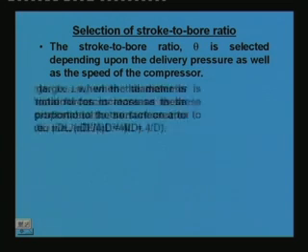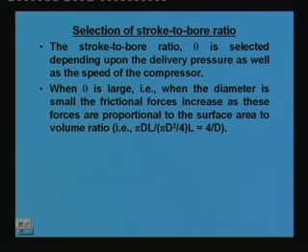What happens when theta is large? Theta, as you know, is L by D. Theta is large means the diameter is small. So when the diameter is small, you find that the frictional forces become large, because the frictional forces are proportional to the surface area to volume ratio. The surface area of a cylinder is pi d L and volume is pi d square by 4 into L. That means the frictional forces are proportional to 4 by D. So as you reduce D, the frictional forces increase.